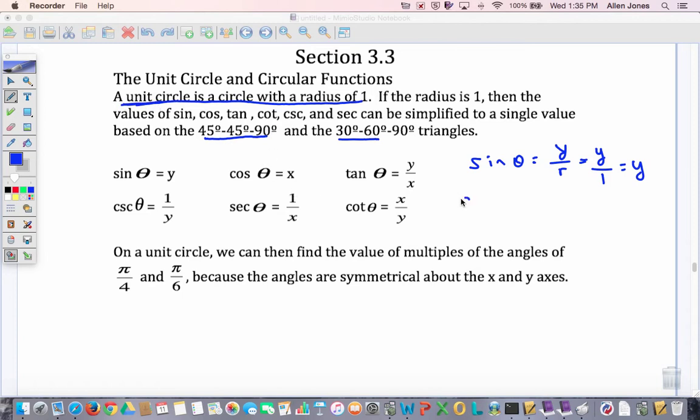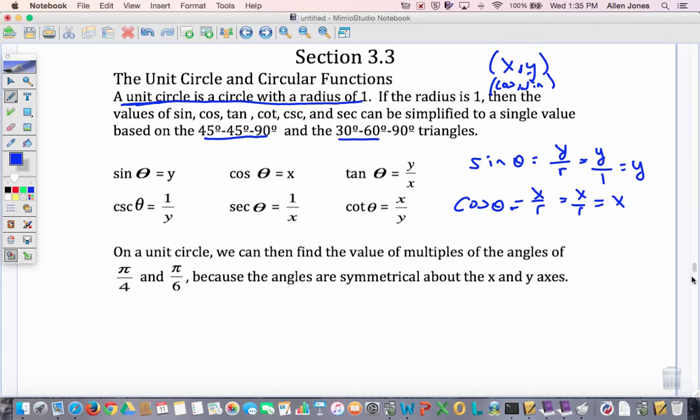If cosine is typically x over r, and we're on a unit circle, that means we know our radius is 1, so our cosine is the x value. So as we go to set up our unit circle here in just a minute, our x, y ordered pair are going to represent the sine and the cosine values. Cosine for x and the sine for y. Because we're on a unit circle, we're assuming or saying we have a radius of 1 on that circle.